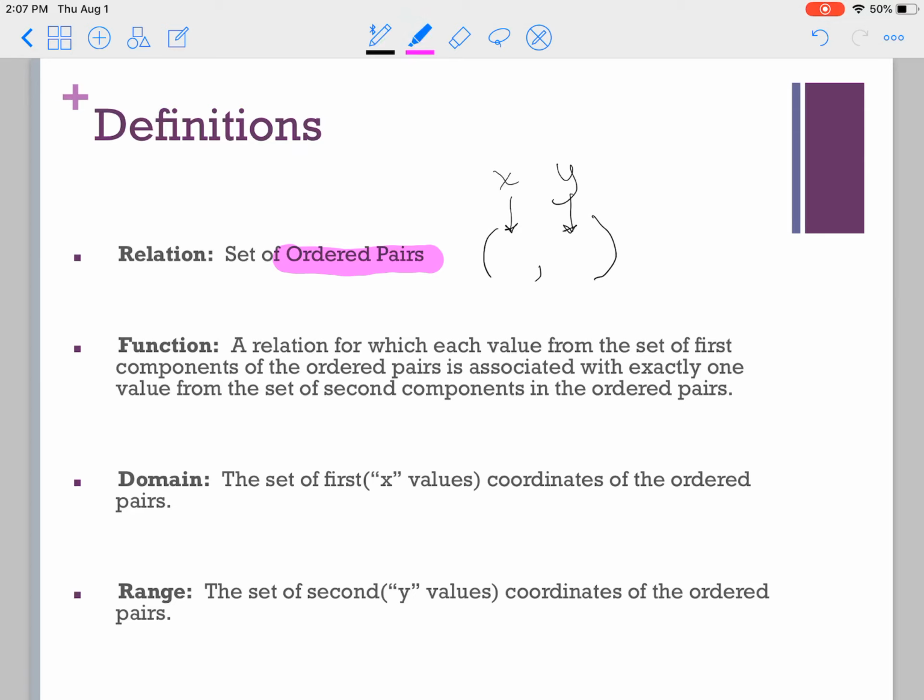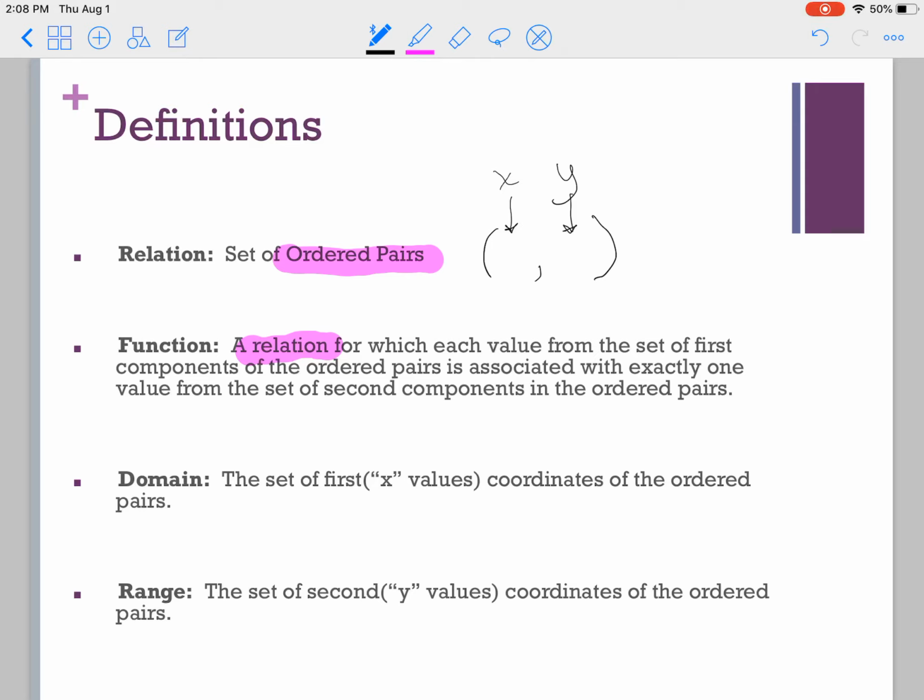All right, then we talk about a function. A function is a relation, so that means it's a set of ordered pairs for which each value from the set of first components, the X's of the ordered pairs, is associated with exactly one value from the set of second components in the ordered pairs. Again, like before, each X can be paired with only one Y.